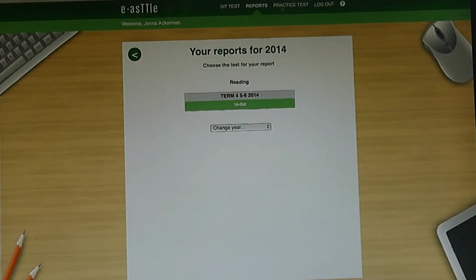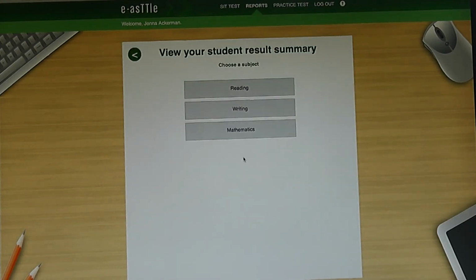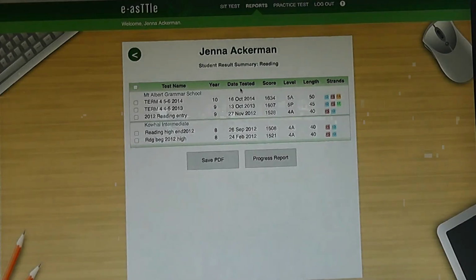Okay, so we'll come back to reports again. The last one's the student results summary. In this case I'm going to stick with reading, but you can look at writing, you can look at mathematics. This one says that here's a kid, this kid's now left the school I think. Let's see, 14, 15, 16, no, she's in year 13 this year. So this is just for teachers, so I'm sure she won't mind.